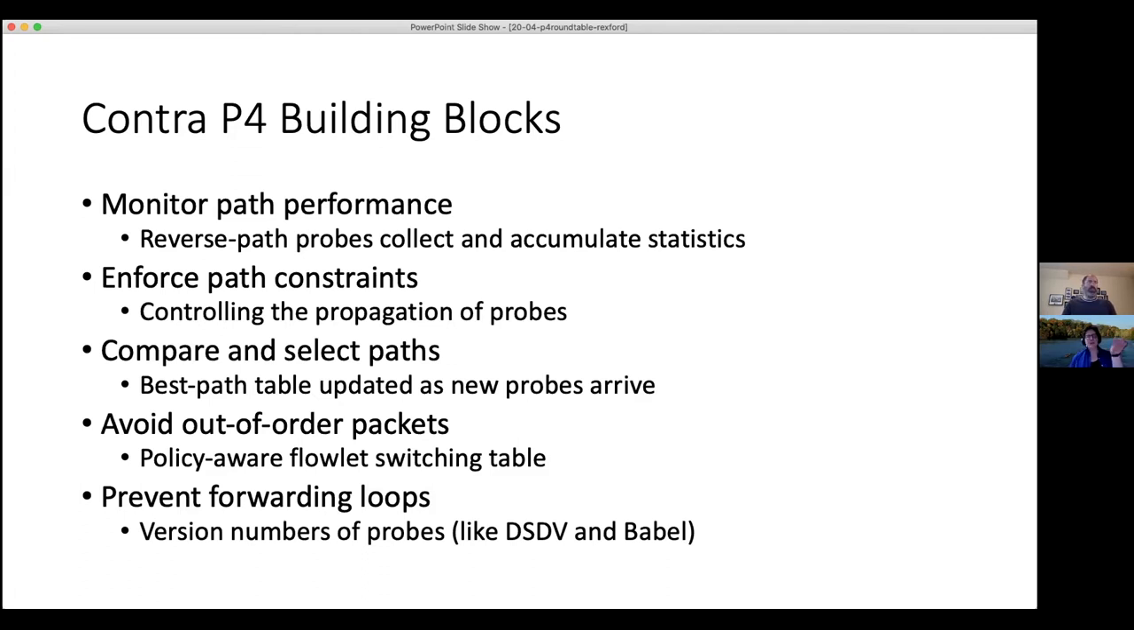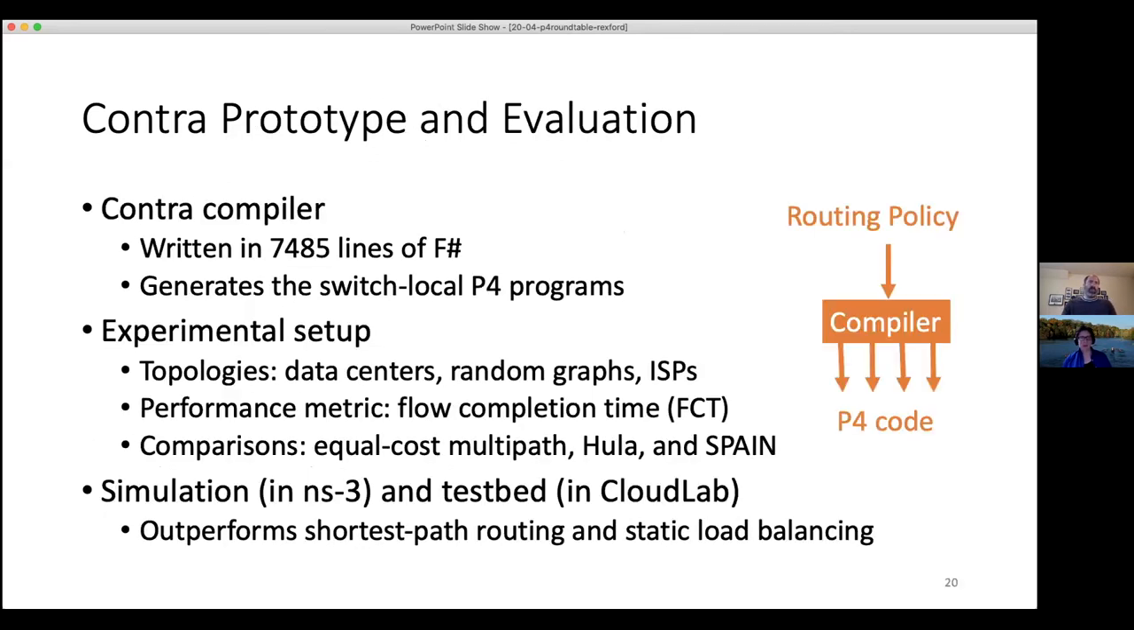So each of these are little blocks of P4 code that use registers and ALUs and so on to do the computations and table updates and lookups that we need to implement Contra, all possible in the data plane. So the Contra compiler generates those data structures based on the high-level routing policy given by the network administrator. And so we have a compiler written in F# that will take as input a routing policy written in our little language and will synthesize the distributed set of P4 code based on the policy and the network topology.